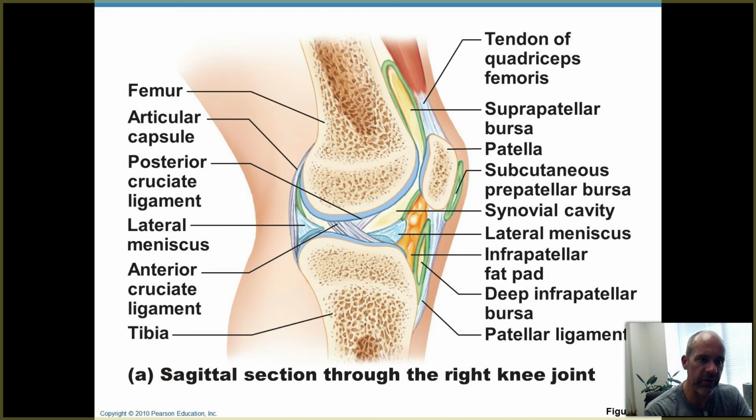And I'm actually going to bring up Visible Body. I'm going to pause and hook up Visible Body because that's going to give us a better view of the knee joint than these diagrams from the textbook will, but I do want to point out a few features here.